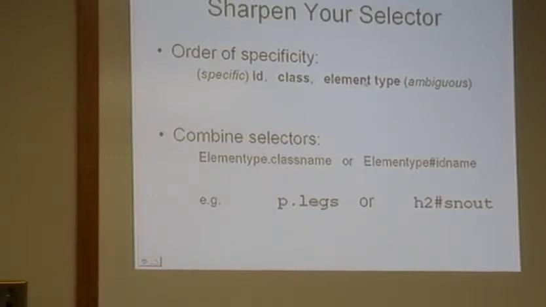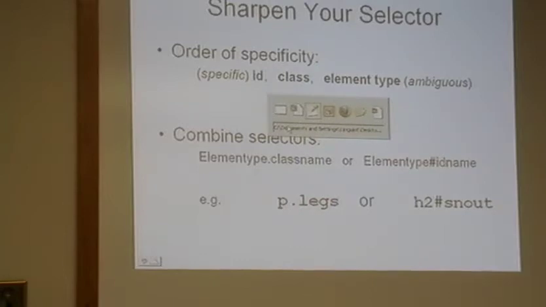And the same is true for element type. If you have a class and the other selector is only selecting element types, it should only apply the style to those that have a class. Another way is to combine selectors. So you can have the element and the class, or the element and the ID. And that will select anything that has an element of P plus it has a class of legs, or has an element of H2 plus it has an ID of snout.